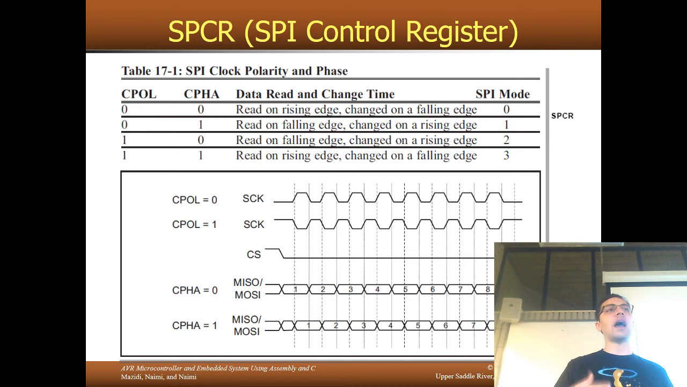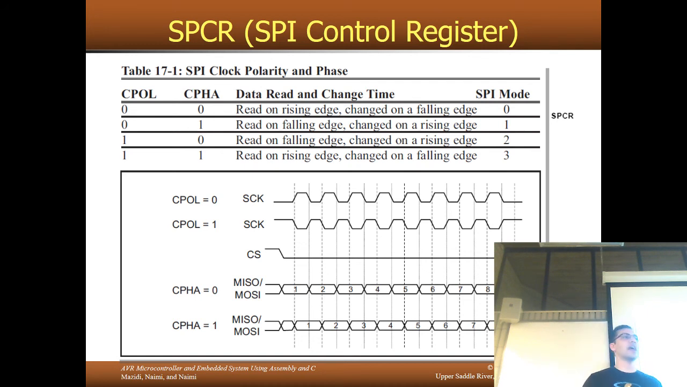The reason we have this configuration is because different peripherals didn't get the memo that we all do things the same way. So sometimes you have to adjust this. You might have to read on a falling edge, change your data on a rising edge. Yes? Can you change these specific to the peripheral if you have multiple set up? Yeah, you can modify it in between transmissions. I would try very hard at the design stage to avoid that kind of shenanigans.